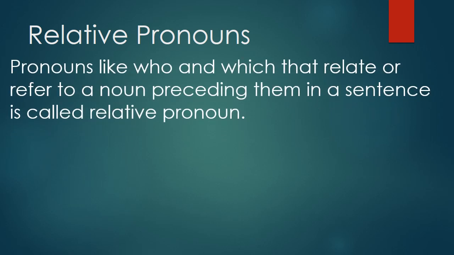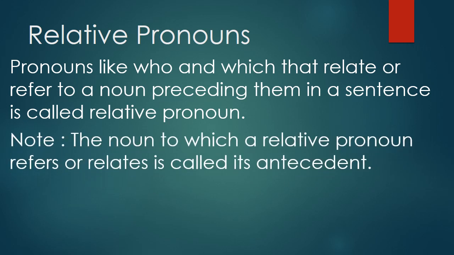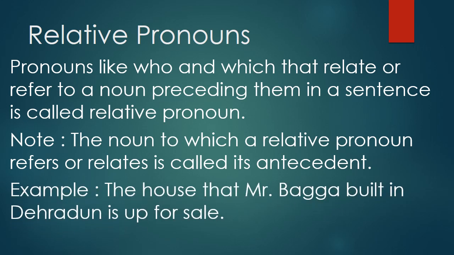Relative pronouns. Pronouns like who and which that relate or refer to a noun preceding them in a sentence are called relative pronouns. Note, the noun to which a relative pronoun refers or relates is called its antecedent. Example, the house that Mr. Bagga built in Dehradun is up for sale.